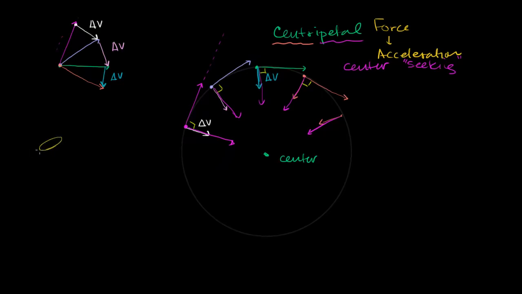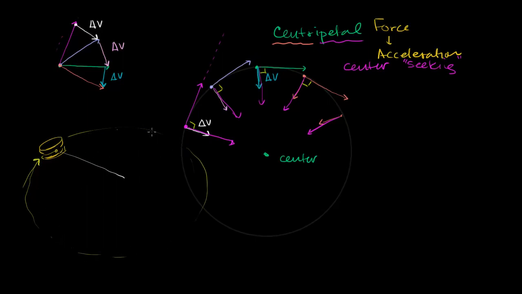Let me draw my best attempt to draw a yo-yo. If you have a yo-yo, and if you whip it around on a string, you know that the yo-yo goes in a circle. Even though its speed might be constant, or another way of thinking about speed, the magnitude of its velocity might be constant, we know that the direction of its velocity is constantly changing. It's going in a circle.